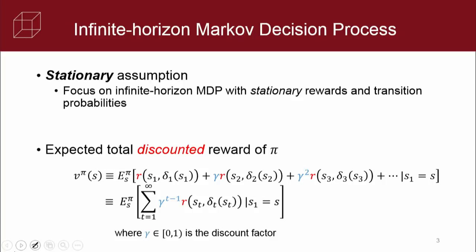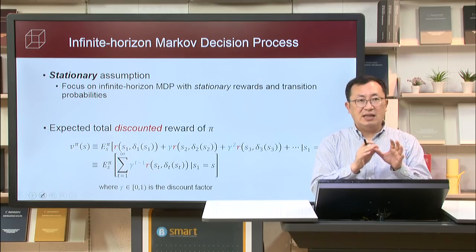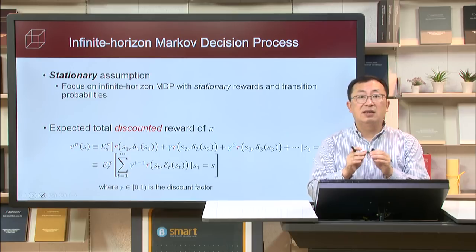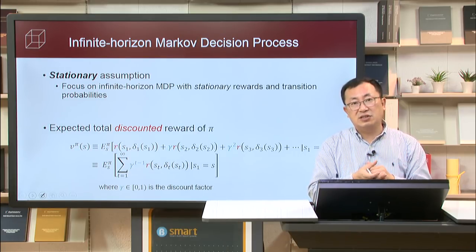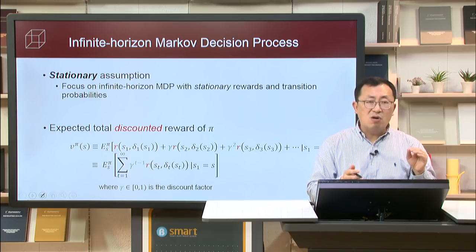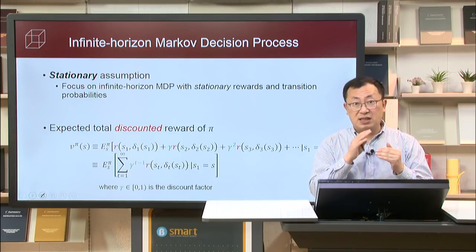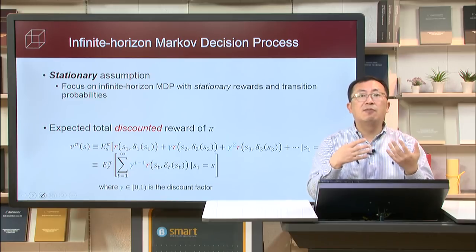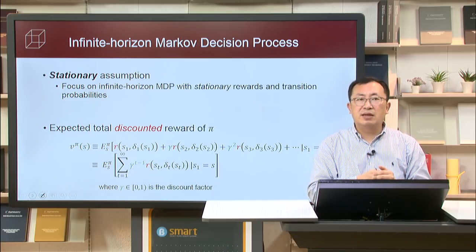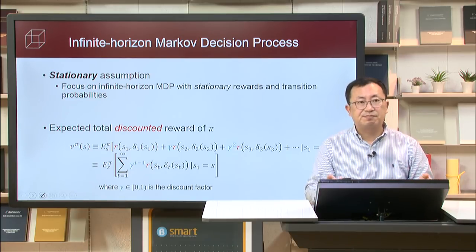Alright, so we now focus on the infinite horizon Markov decision process with stationary rewards and transition probabilities. That means none of the rewards and transition probabilities explicitly depends on the time or the stage t. So from now on, we remove the subscript t from rewards, transition probabilities, and the value functions.